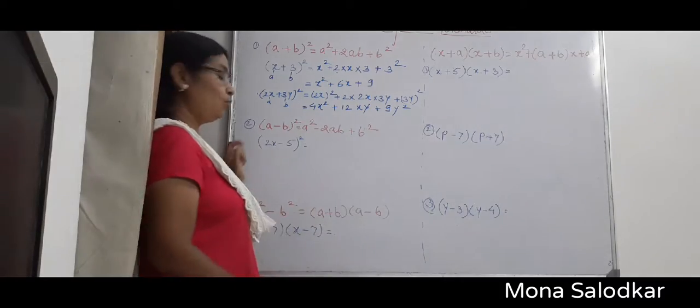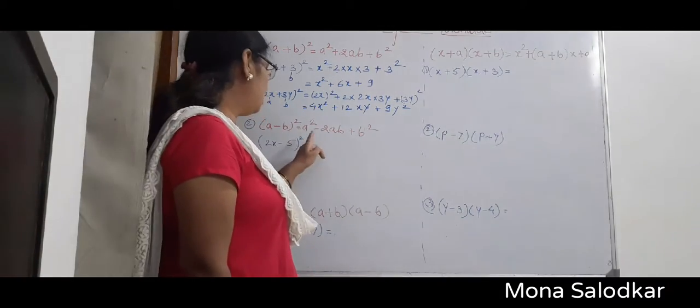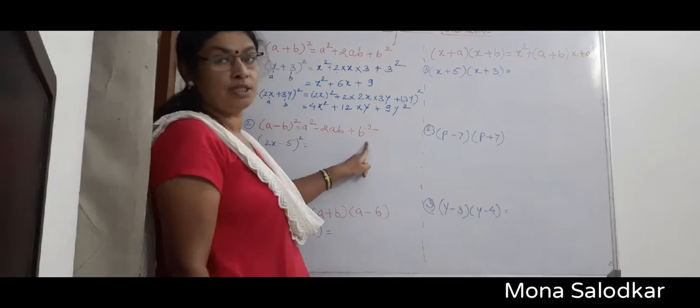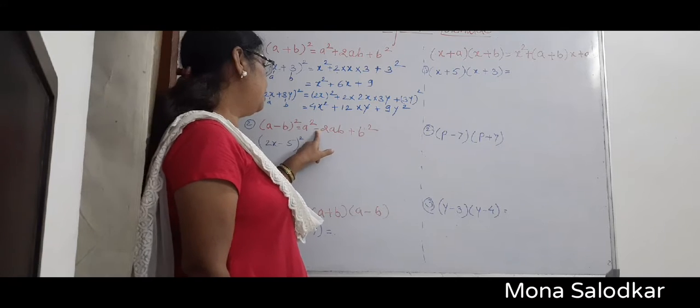Now let's see the second formula. What is the second formula? (a minus b) whole square. So (a minus b) whole square means a square minus twice ab plus b square. Here only the sign of minus is there. If minus is there, sign is minus.